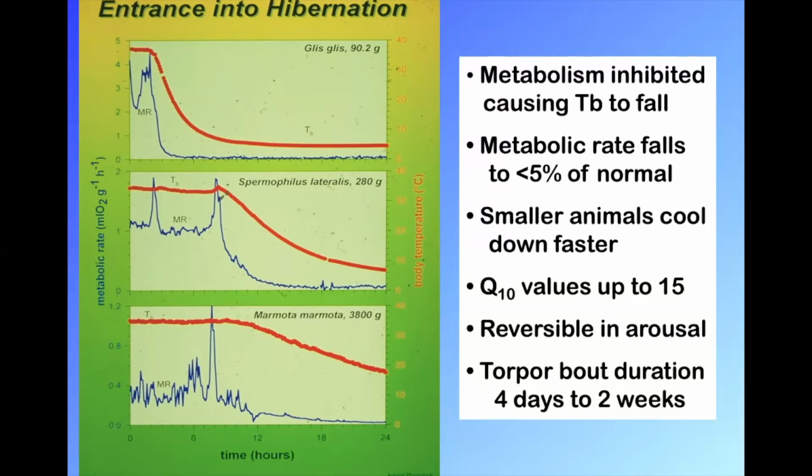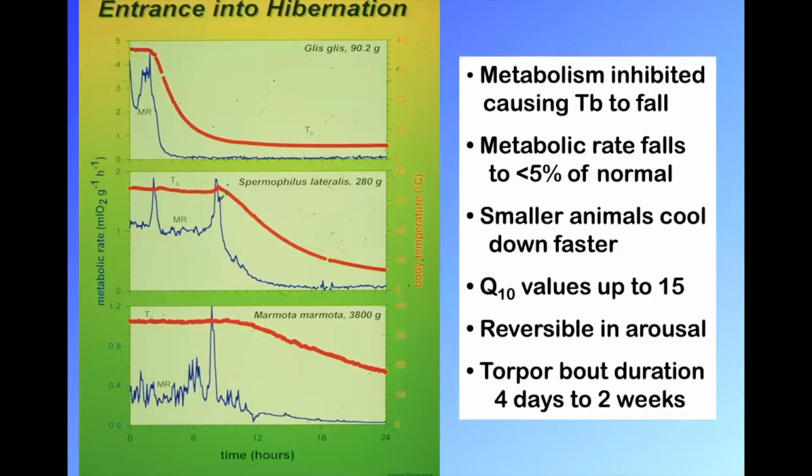So if you're a tiny, tiny, tiny little animal like a bat, your body temperature falls almost instantly, Q10s of 15. The bigger you are, the longer it takes you to cool down. But eventually, all these rodents and all these bats cool down. Marmota is the marmots that live on campus. So if you've seen groundhogs, these are groundhogs. They turn off their metabolism, then they cool down to the temperature underneath the ground on the Carleton campus, which is roughly 5 degrees.